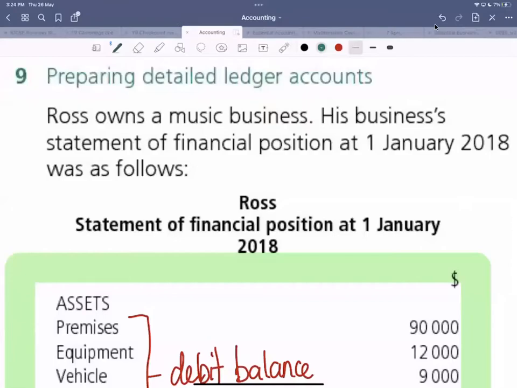Okay, so we are doing question number 9, preparing detailed ledger account. Ross owns a music business. His business's statement of financial position is as follows. So this statement of financial position actually tells you how much is the balance in the company.